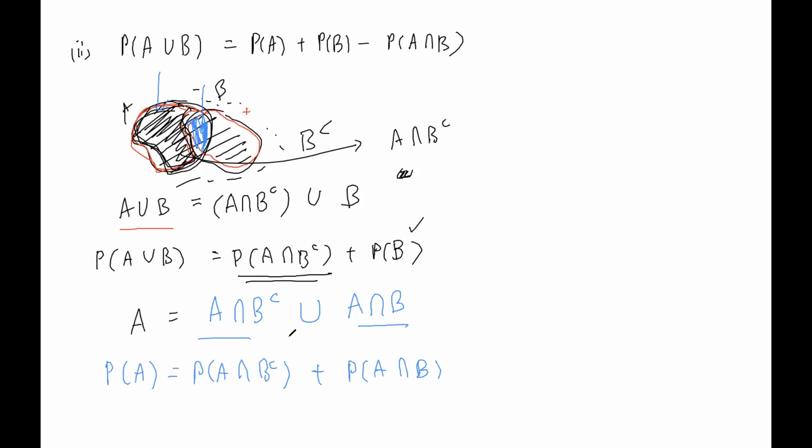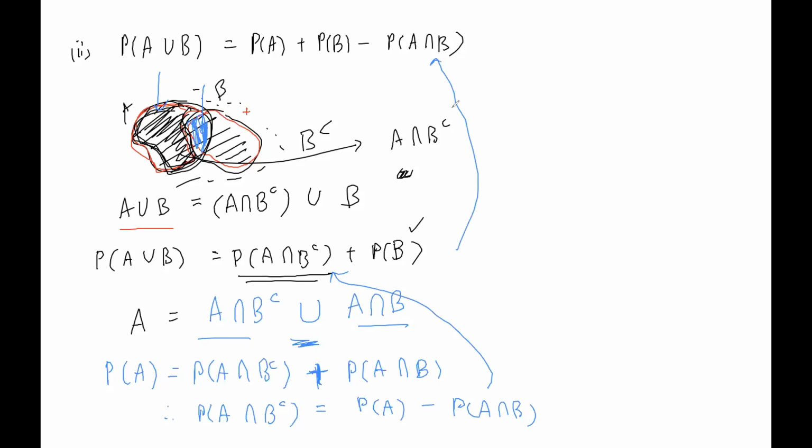So it's important to express this as disjoint sets so that when you apply a probability measure, it just becomes a sum. Once you have this, then you know that your P(A intersect B complement) is equal to P(A) minus P(A and B). Then you substitute this inside here, you will get this equation.